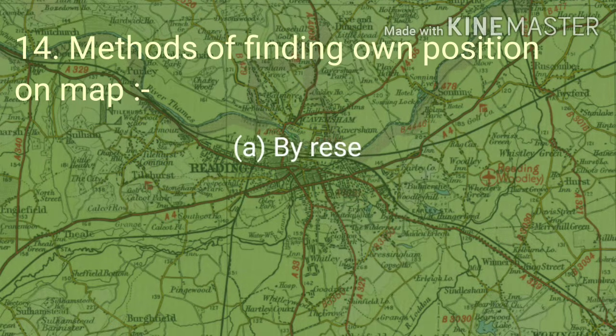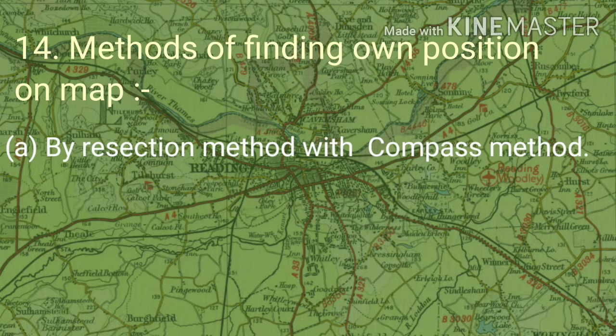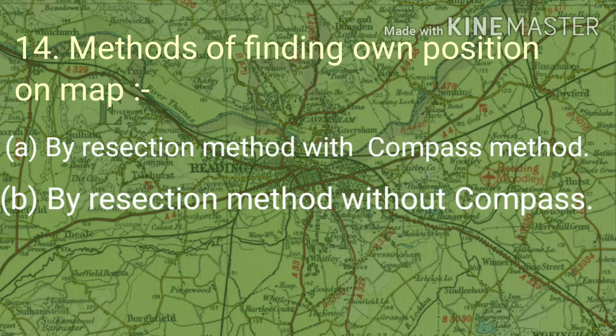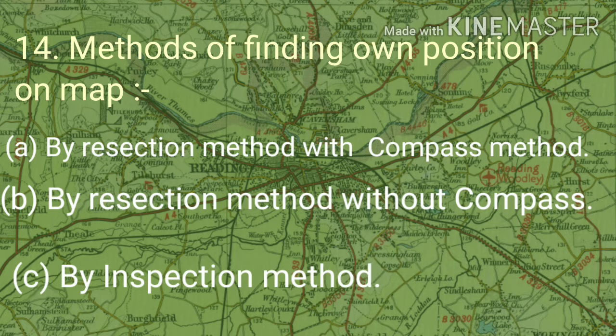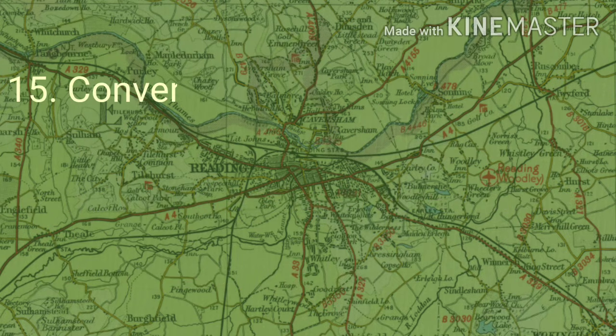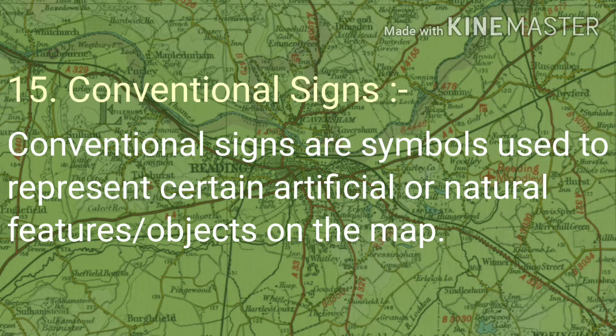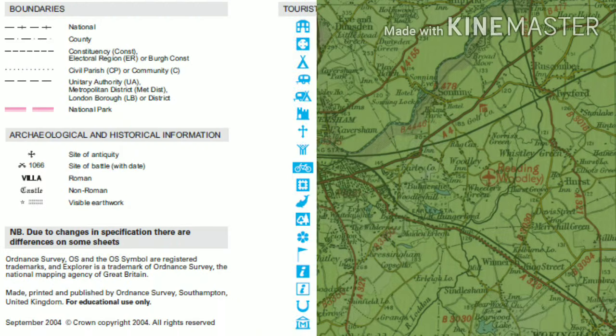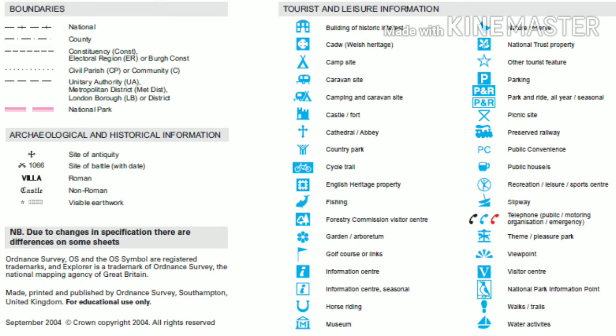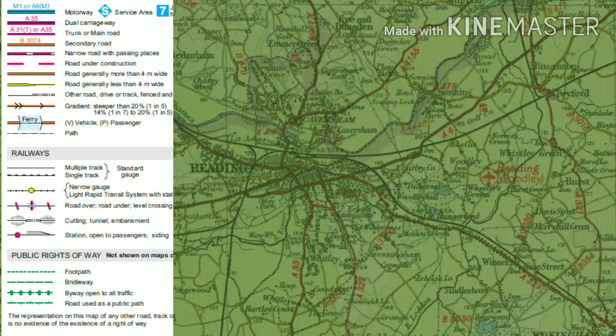Then methods of finding own position on map, by resection method with the compass method, by resection method without the compass method, last one by inspection method. Then conventional signs. Conventional signs are symbols used to represent certain artificial or natural features or objects on the map. These are the most useful conventional signs in the map reading.